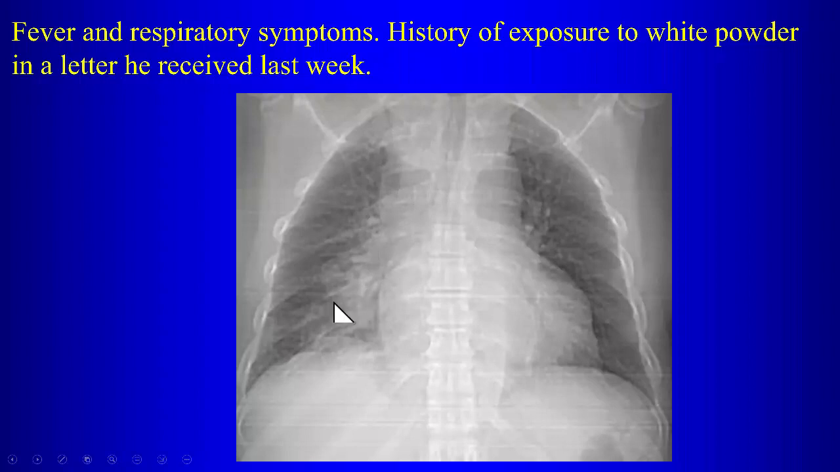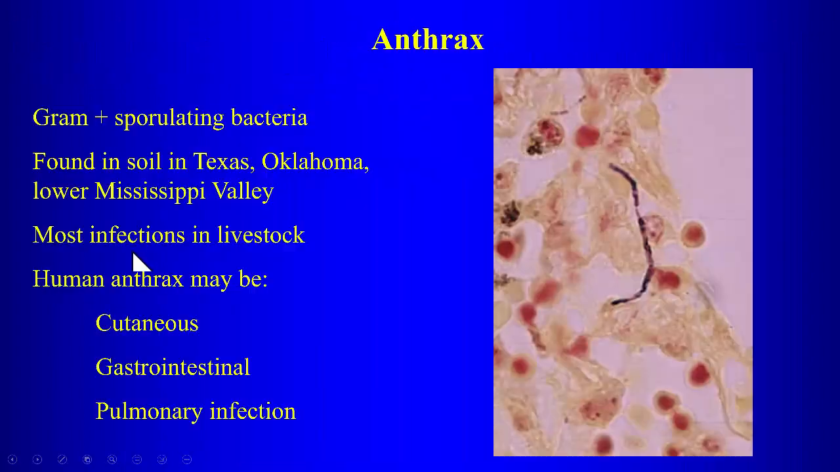Blood? Right, it's not associated with hemorrhage. Yeah, but the stuff that gives you the widening of the mediastinum is what? Lymphadenopathy. So this is going to represent lymphadenopathy. Now, given that history, so this is going to be anthrax. Right? So gram-positive spore-forming bacteria.